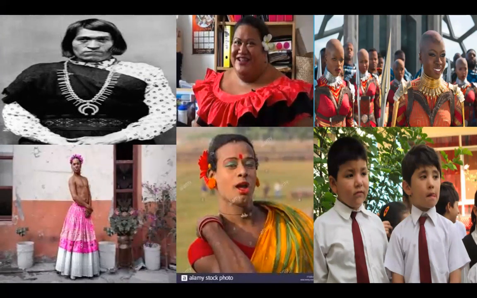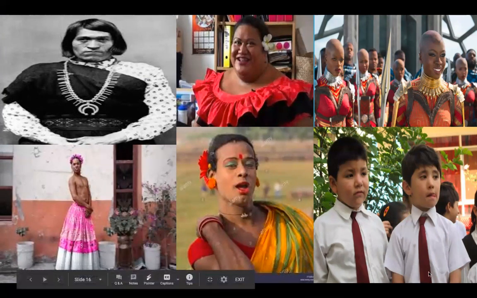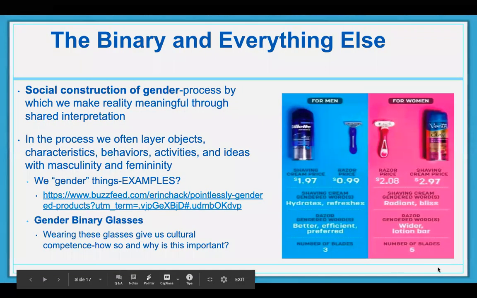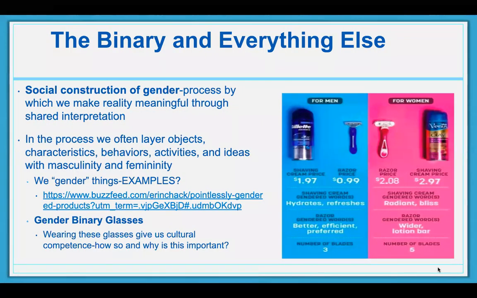So I know it might seem unusual and out of the norm and not what we're used to in the US as we are expanding our awareness of these different gender classifications. But for a lot of the world, this is not as non-normative as we think it is. And that's because gender is socially constructed. It's the process by which we make reality meaningful through shared interpretation. And so because it's socially constructed, that means different societies can construct gender, their ideologies, their definitions in their own way, their own shape, form, and fashion.